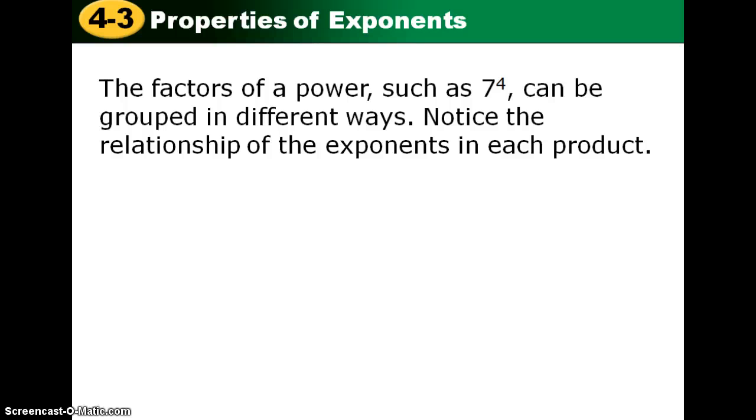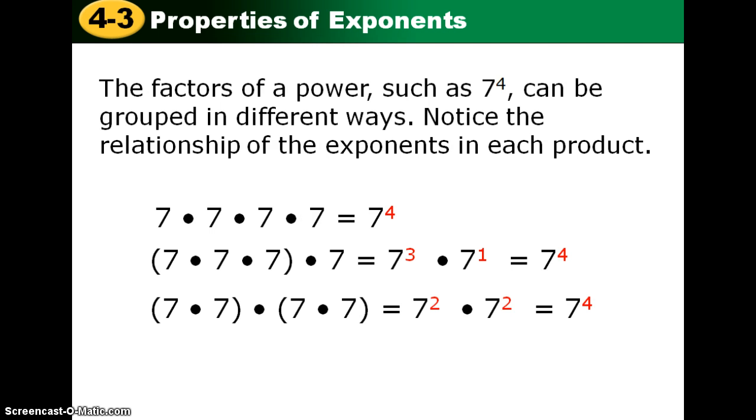The factors of a power, such as 7 to the 4th, can be grouped in different ways. Notice the relationship of the exponents in each product. 7 times 7 times 7 times 7 is 7 to the 4th. We could take the same amount of 7s and group them as 7 to the 3rd times 7 to the 1st. Or we could group them as 7 to the 2nd times 7 to the 2nd.